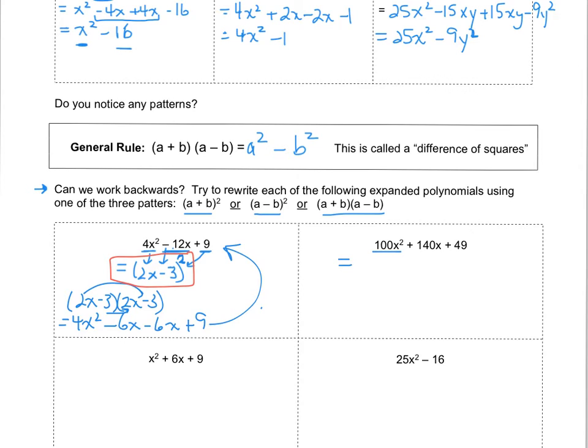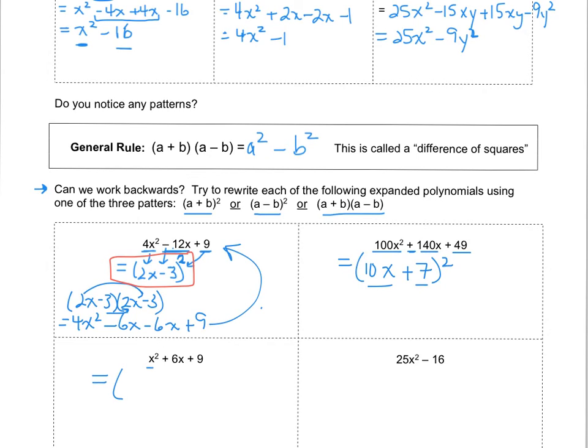Similarly, this is a perfect square here. I could take the square root of that and get 10x. This is a perfect square here. I could square root that and get 7. I'm going to take the sign from the middle and write that with the exponent of 2. And if I check that by writing that out twice, I am going to get 100x squared. If I take the product of these two, I get my 70x, and when I double it, I get the 140x, and square the last, I get the 49. So I know I've done that right.